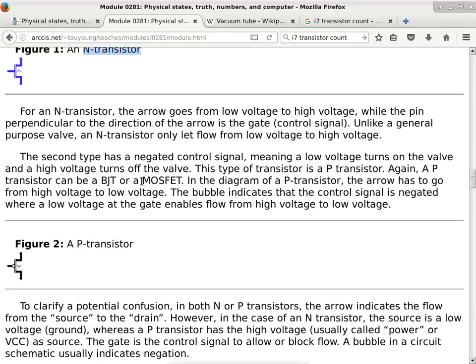Is that okay? Yep. So N transistors correlate to high voltage, and P transistors correlate to low voltage, right? An N transistor is turned on by a high voltage at the gate. A P transistor is turned on when the low voltage is presented at the gate.